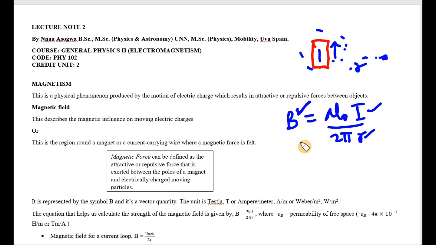So B is inversely proportional to the distance and directly proportional to the what? The current. So we say that this is the formula that will help one find or calculate the magnetic field strength for a straight wire carrying current. And this magnetic field strength, denoted by the symbol B, has the unit of Tesla or ampere per meter or Weber per meter square.